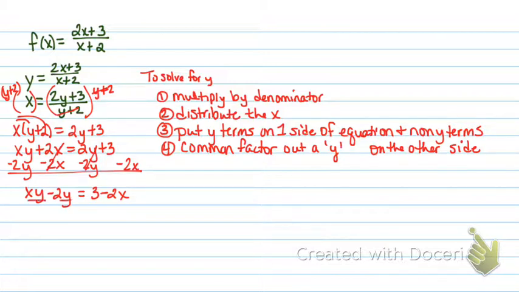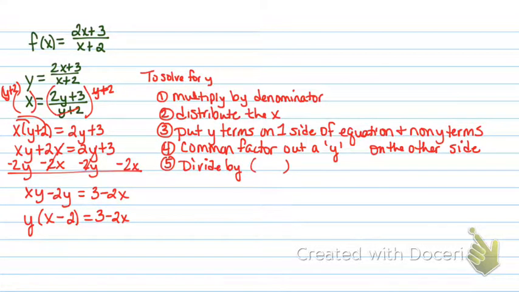So because both of these terms have a y in common, I'm going to pull it out in front. So I divide that out. That's going to leave me with x minus 2 equals the other side. And then the last step is we're going to divide by whatever's in the parenthesis. So I need to get y by itself, so I'm going to divide by the x minus 2. And so we get y equals 3 minus 2x over x minus 2.